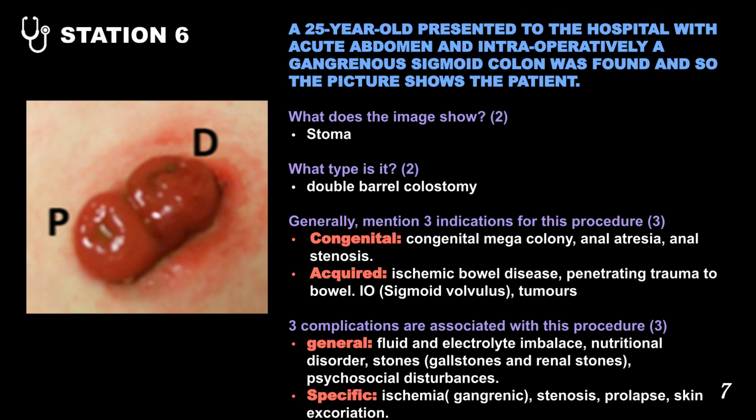Complications can be divided into general and specific categories. General complications include fluid and electrolyte imbalances, nutritional deficiencies, stone formation, and psychosocial distress. Specific complications involve ischemia of the stoma, stenosis, prolapse, and skin irritation. Separating complications this way demonstrates organized thinking, something examiners notice immediately.